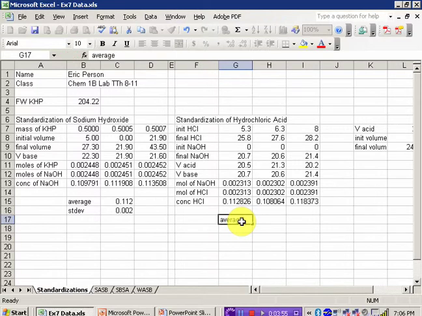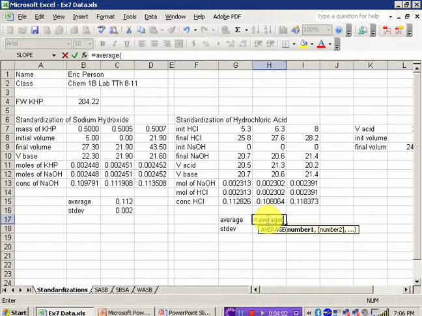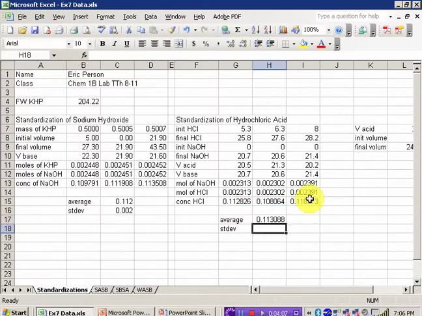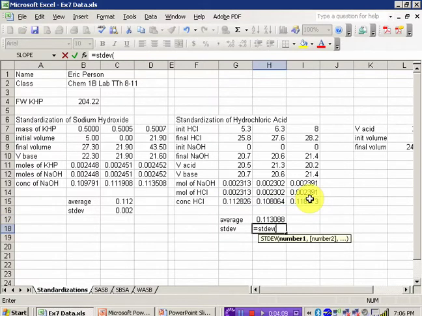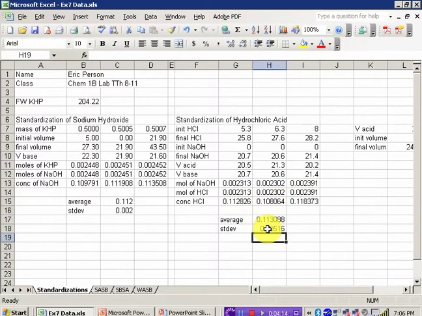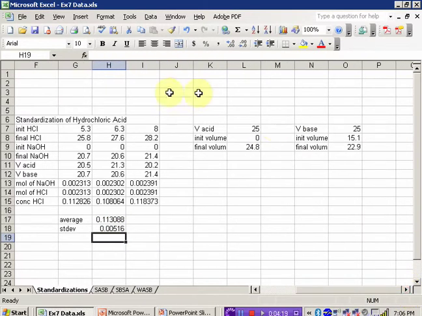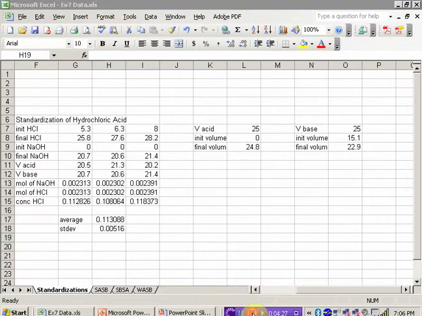Just like before, I want to calculate an average and a standard deviation. And that average is equal to, the function name is average, open parentheses, drag over the numbers, close parentheses, and the standard deviation likewise. And that standardized our hydrochloric acid. In the next video, we'll move on and we'll do the standardization of our weak acid solution and the weak base solution, and those are the final two steps before we can get to titration curves.